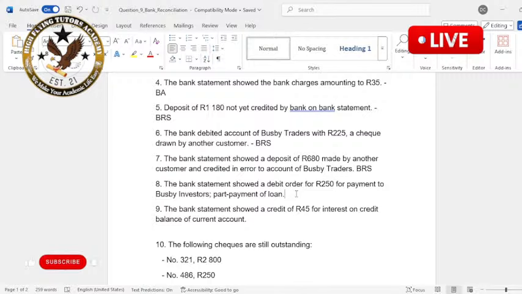Then transaction number 9 says the bank statement showed a credit of 45 rand for interest on credit balance of the current account. Interest on credit means interest income, where we are receiving money. This appears in the bank statement, but it does not appear in our books. So we need to take that 45 rand of interest received into the bank account as well. Let's go to the next transactions.